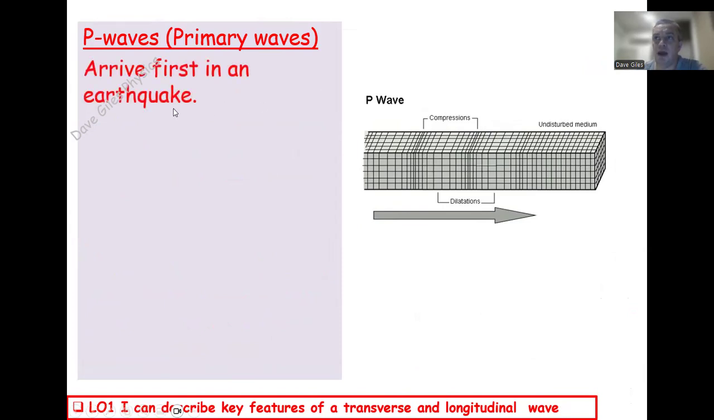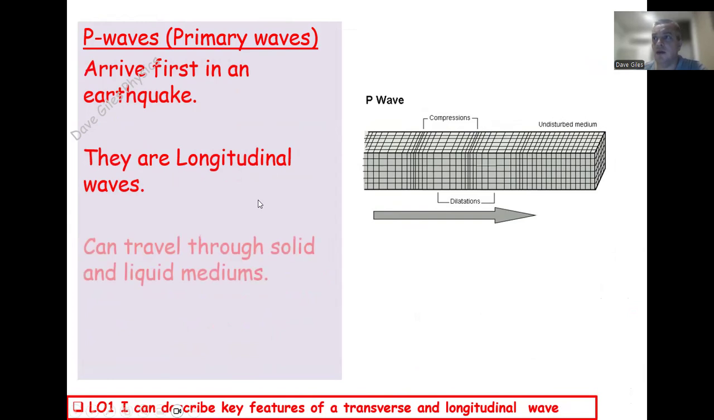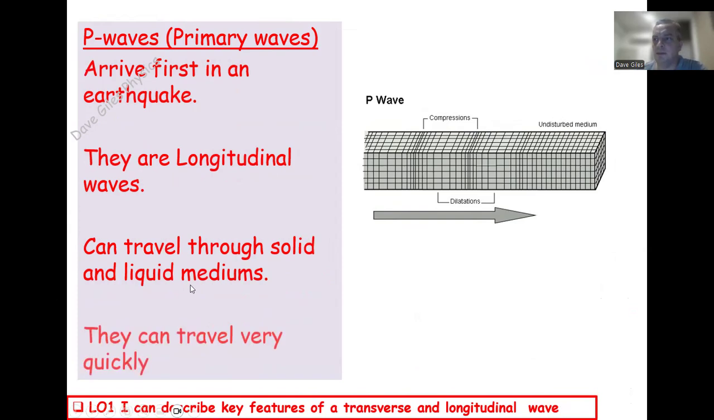So P waves arrive first in an earthquake. They are longitudinal, can travel through solids and liquid mediums, and they can travel very quickly.